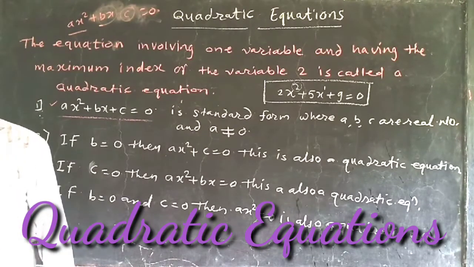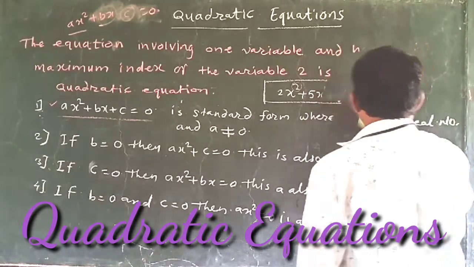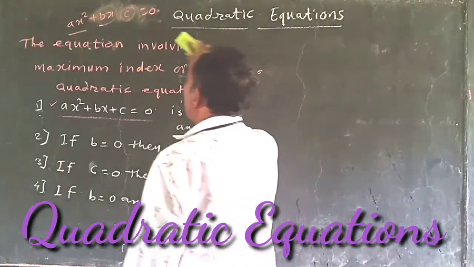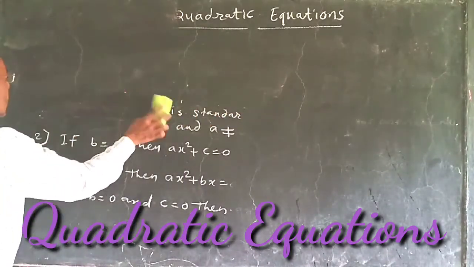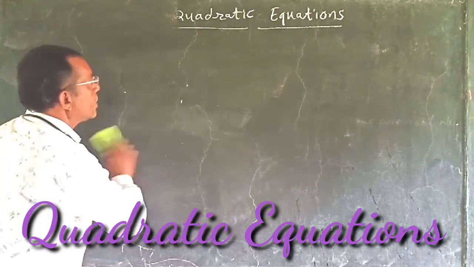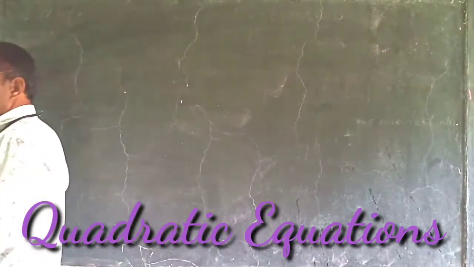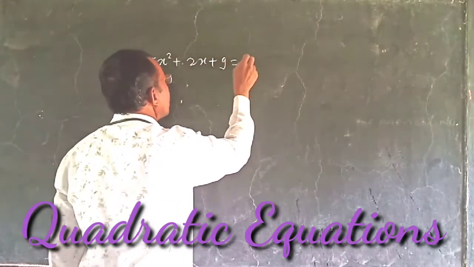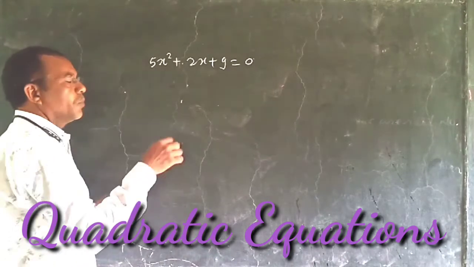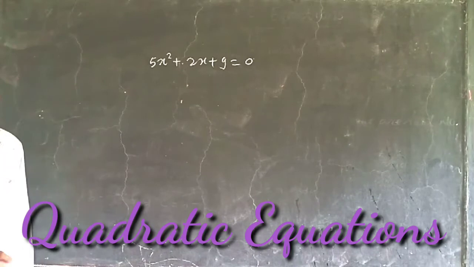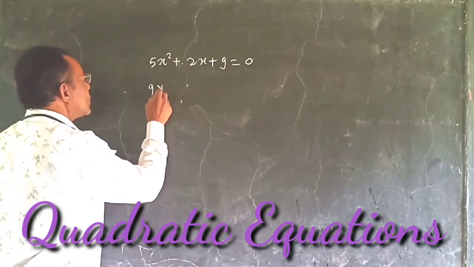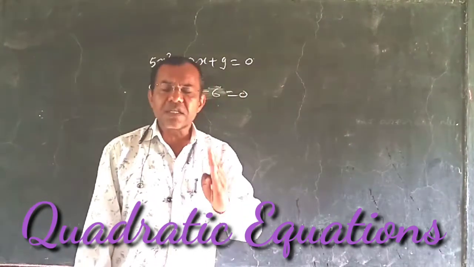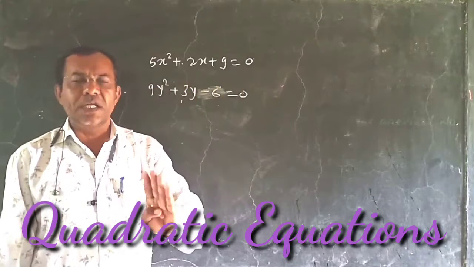The first example is: write any two quadratic equations. It is an open-ended question. You write any two which you like. Any two quadratic equations we will write here: 5x square plus 2x plus 9 is equal to 0, and 9y square plus 3y minus 6 is equal to 0. It is an open-ended question and you write as you like.